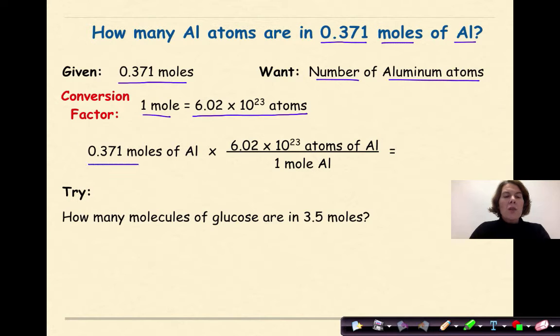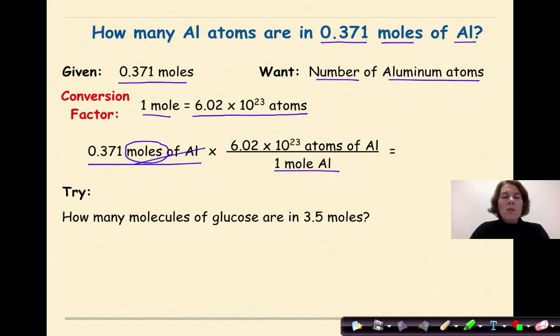So the given is written here, 0.371 moles of aluminum. We're going to put our multiplication sign and our line. We're starting with moles, therefore 1 mole will go on the bottom. We want atoms, and when you hear the terms atoms, ions, molecules, formula units, you know that you will always include Avogadro's number, which is why we're going to have Avogadro's number on the top here, 6.02 times 10 to the 23rd atoms of aluminum.